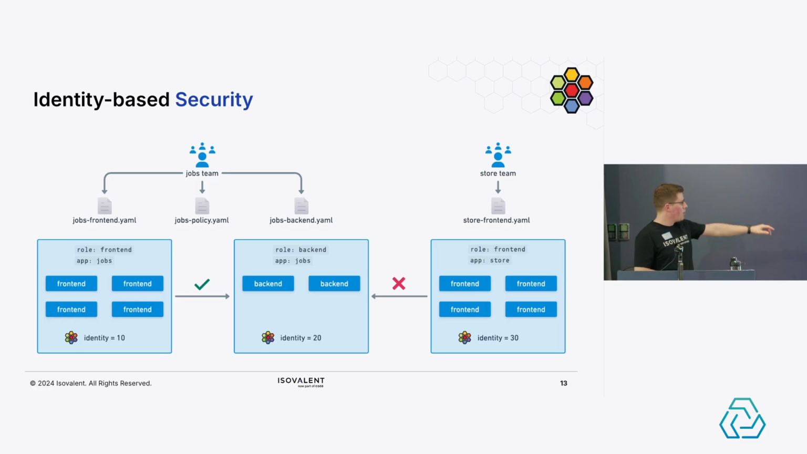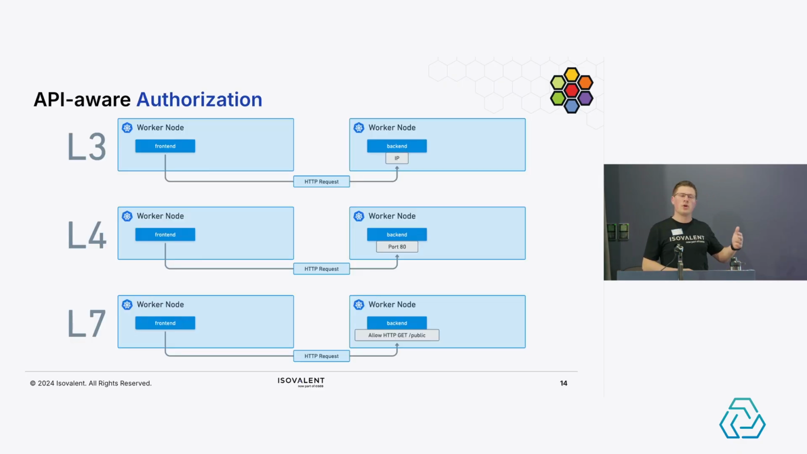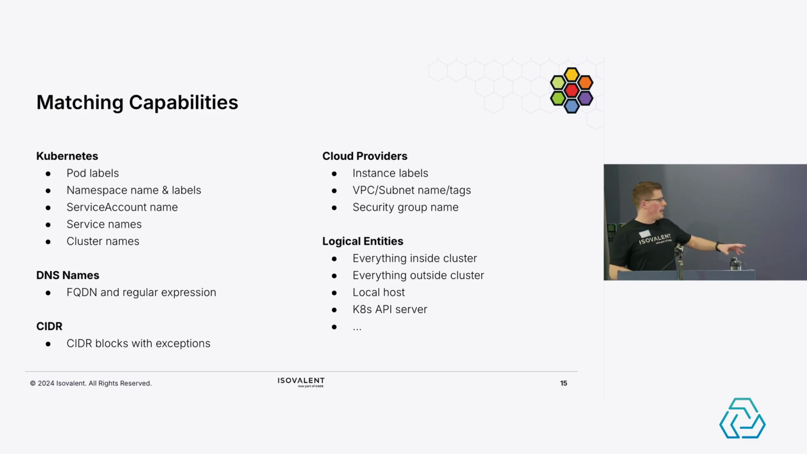So here, for example, we could configure that pods with those two labels, role frontend and app jobs, are able to communicate to the backend pods, which are labeled with role backend and app jobs, on a specific port, for example. So you could filter on layer 3, so basically IP level. You could filter on layer 4, port level, or you could also do filtering here in this example based on HTTP. For example, for HTTP headers or HTTP endpoints or HTTP verbs. So it has a huge feature set regarding the matching capabilities.